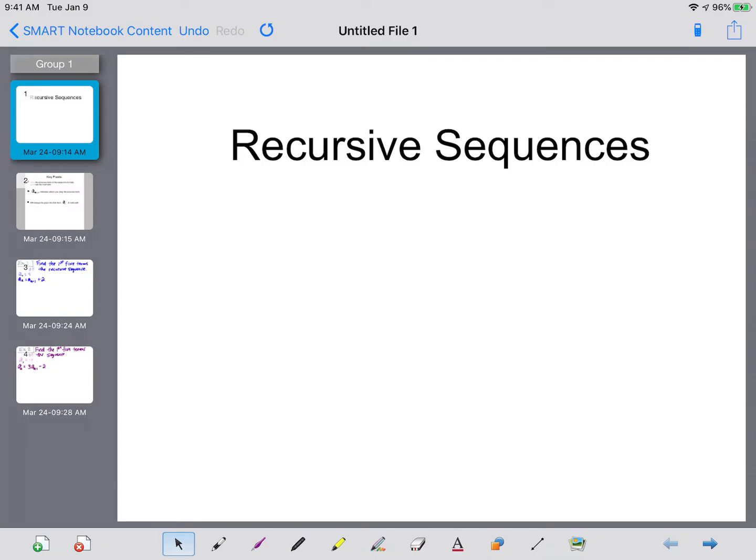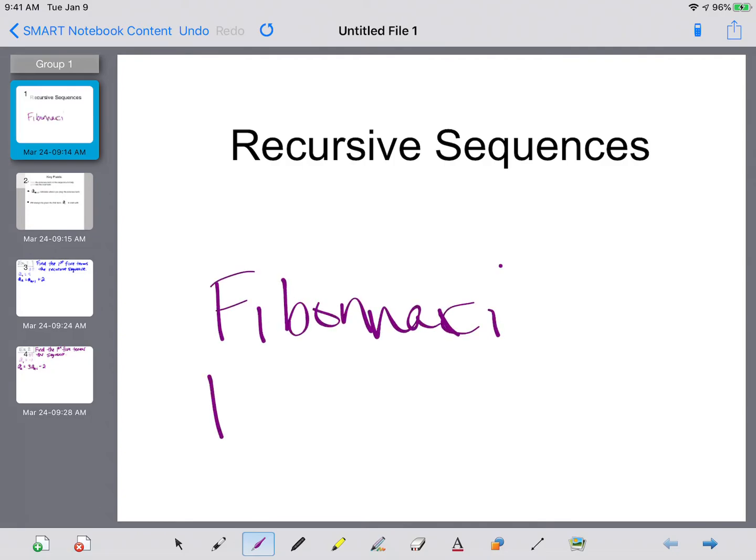Welcome to this lesson on recursive sequences. Recursive sequences are those in which we use one or two previous terms to help generate the next term in the sequence. One of the more famous sequences you've already learned about is the Fibonacci sequence, where we use the two previous terms to help generate the next.